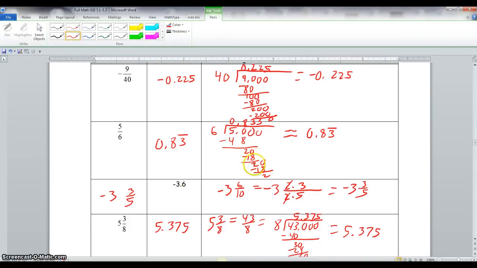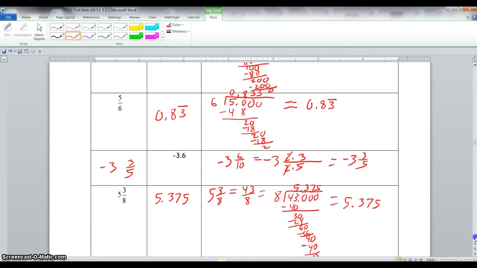20 minus 18 is 2. So we bring this 0 down. We say 6 goes into 20 3 times. 3 times 6 is 18. 20 minus 18 is 2. And you know we're going to keep repeating this. So our final answer here is, now this means approximation when the equal signs are kind of squiggly a little bit. That means approximation. So it's 0.83 with the repeating decimal for 3. So it'd be 0.83 with the repeating decimal bar.